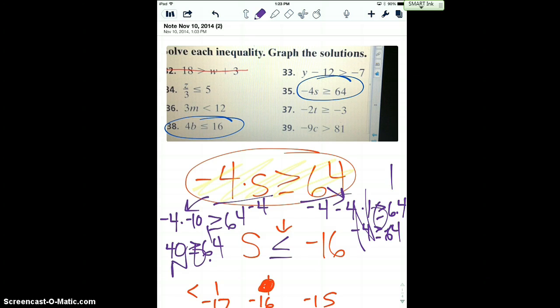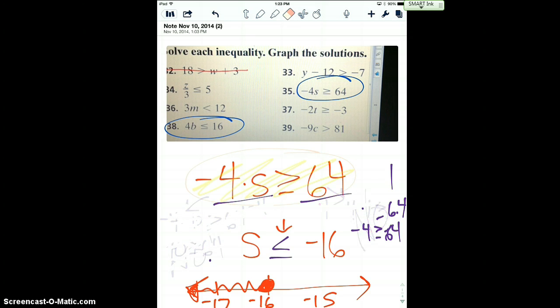So I'm going to redraw this out. I'm going to have my line, and it's still going to be at 16, negative 16, but the solution should be over here. Okay, and now I'm going to actually check and make sure that works. So I'm going to plug in numbers and see if we're good.